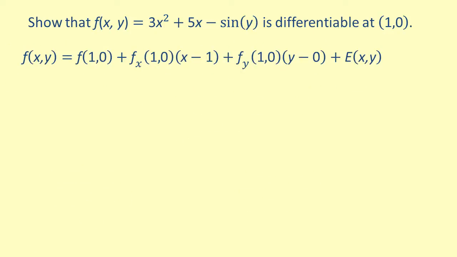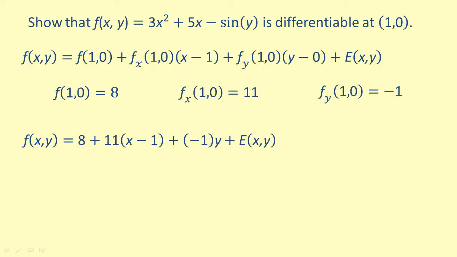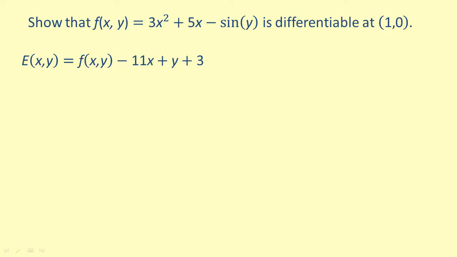Our next step in checking that f is differentiable at (1, 0) is to substitute the values we found at (1, 0) into the function and solve for e(x, y). After substituting, we find that f(x, y) is 11x minus y minus 3 plus e(x, y). Solving for e(x, y) just requires subtracting everything but e from both sides and then switching sides of the equation. Now that we have e in terms of x, y and f, we can replace f with 3x squared plus 5x minus sine y and have e in terms of x and y.